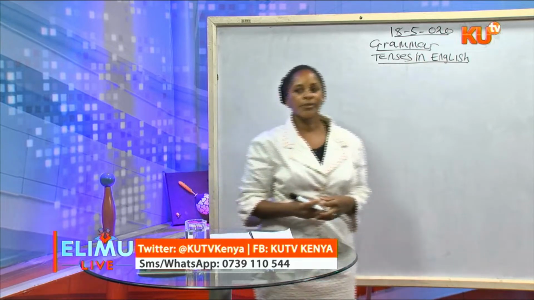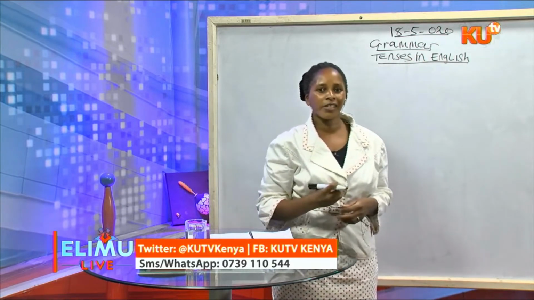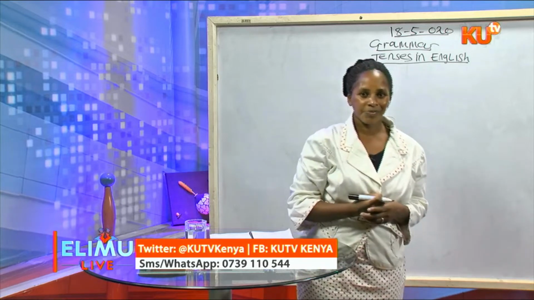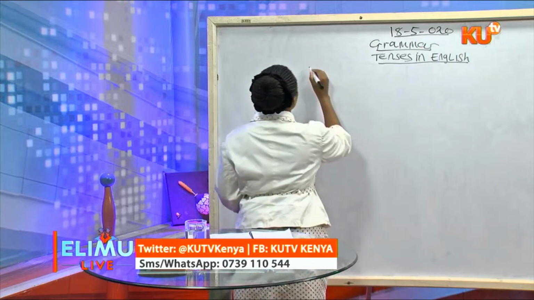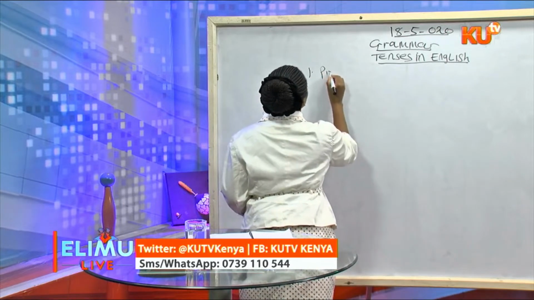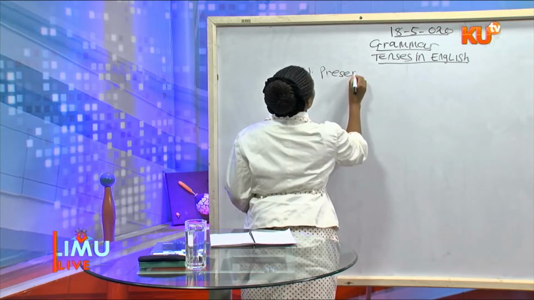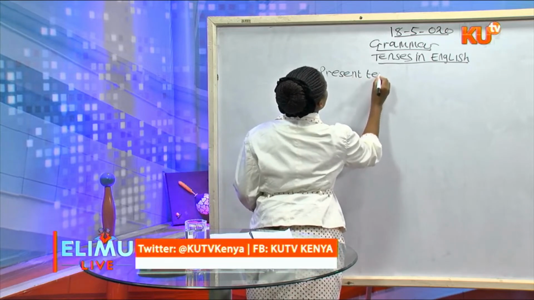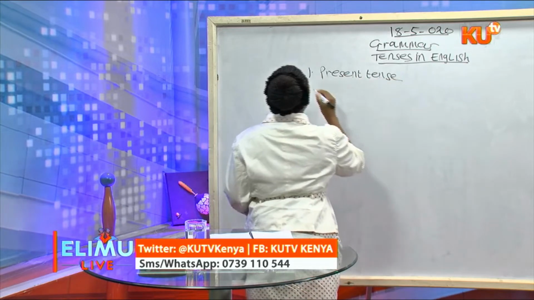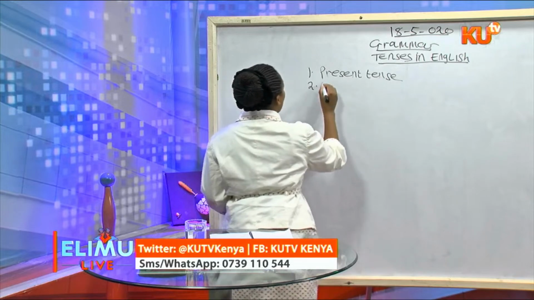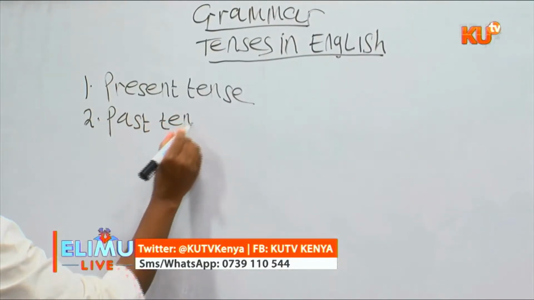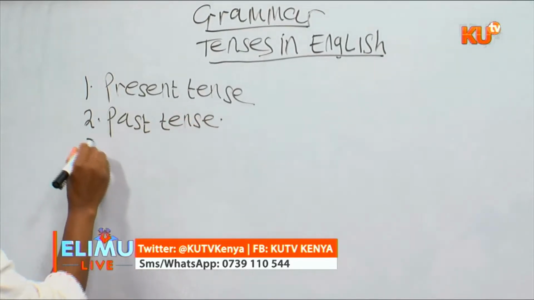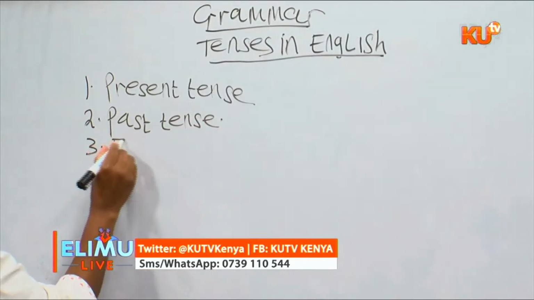Tenses in English. We have three main types of tenses in English. One, we have present tense. Number two, we have the past tense. Three, we have the future tense.